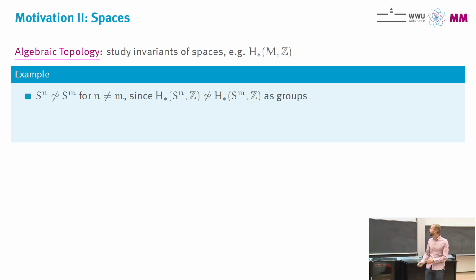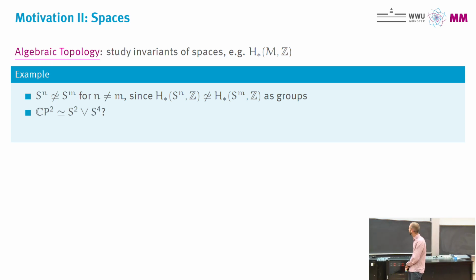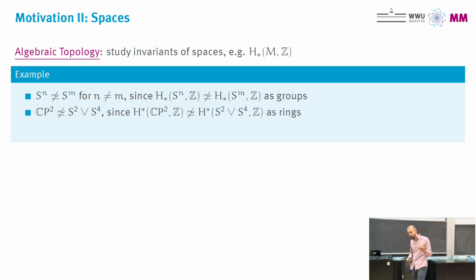But then, deeper in the course, you try to distinguish spaces like CP2 and S2 wedge S4. And it's easy to see these spaces, in fact, have isomorphic homology groups. So homology is not good enough to tell them apart. But then, as probably most of you know, for those spaces, you can use a cup product. So CP2 has a non-trivial cup product, and S2 wedge S4 doesn't. So if you allow yourself to use the cohomology as opposed to homology, and as a ring, then you can tell those two spaces apart.